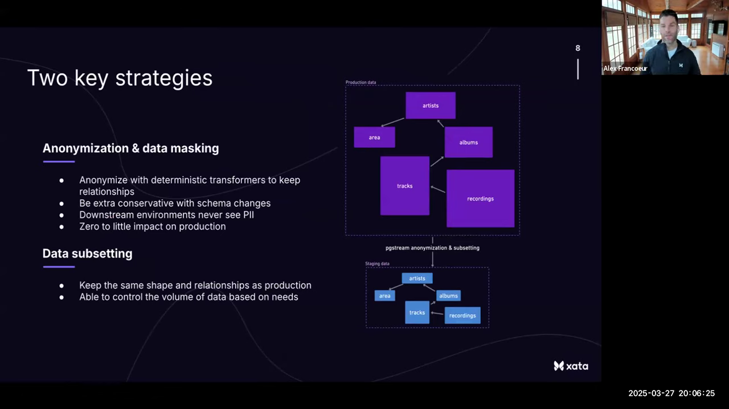And then the solution shouldn't have any impact to your production database in any way. You want to make sure that it's completely decoupled. And subsetting also becomes more important as you scale and becomes particularly difficult in distributed systems. You'll need a solution that keeps the same shapes and relationships as production and provides control over the volume of data depending on the use case. And we'll be diving into both of these strategies today during the demo.